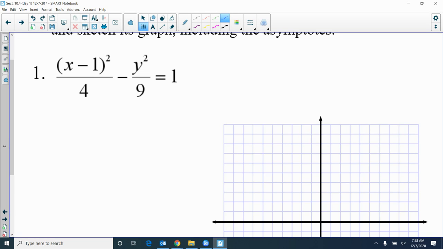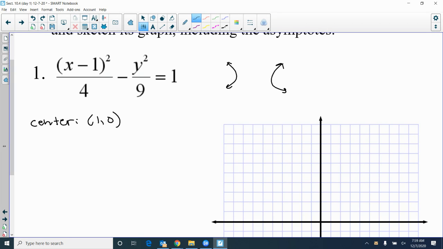Okay, Peyton, what do you think? Okay, it opens up horizontally. It's going to open up left and right, because the x piece is the positive piece. Now, what is our center? Okay, Eddie, do you know what the center is? Yeah, it's -1, 0. Not -1, 0. Oh, 1, 0. That's all right. Our center is 1, 0.